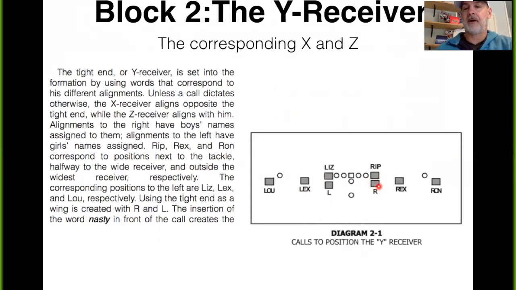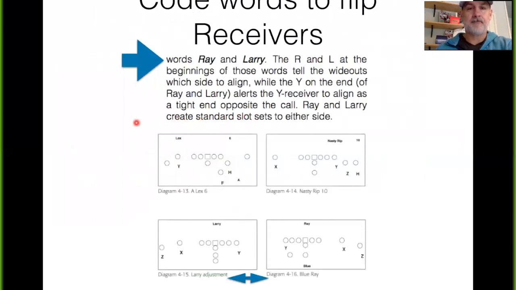Rip is right on the line tight. R is when he wings off. Rex is midway between the inside man on the line of scrimmage and the widest receiver. That's Rex. And then when the tight end becomes the widest player, it's Ron, corresponding with L's, Liz, L, Lex, and Lou. Now, unless the call dictates otherwise, the X receiver aligns opposite the tight end with the Z receiver aligning with him. Stay with me here and look how this works for the New England Patriots in 12 different random sets that I just picked out of the 99-plus play Super Bowl that the Patriots executed on offense.